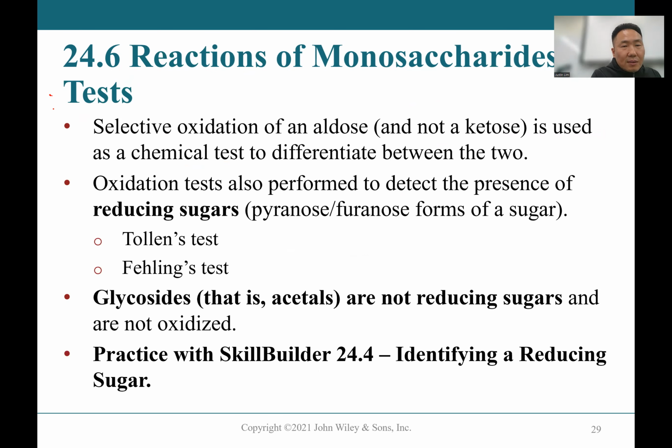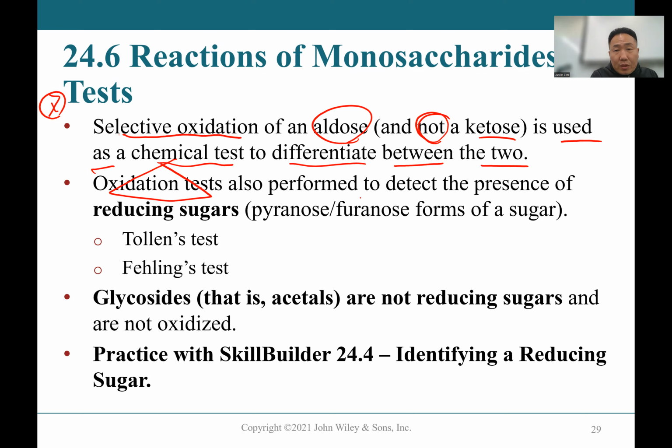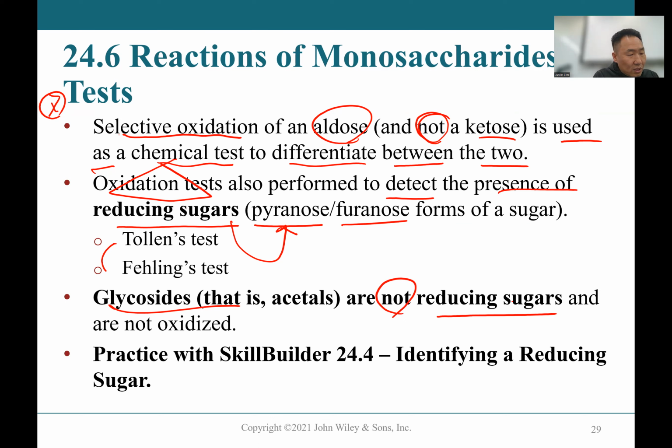Okay, reaction of monosaccharide number 7. So selective oxidation of aldose, not ketose, is used as a chemical test to differentiate between aldose and ketose. The oxidation test is performed to detect the presence of a reducing sugar. For example, the pyranose form of sugar. You can use the Tollens test, Benedict's test. Glycosides are not reducing sugars, are not oxidized.